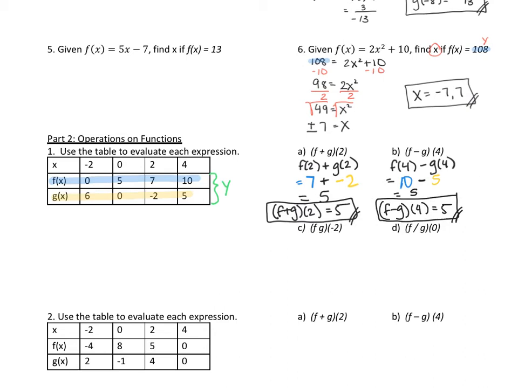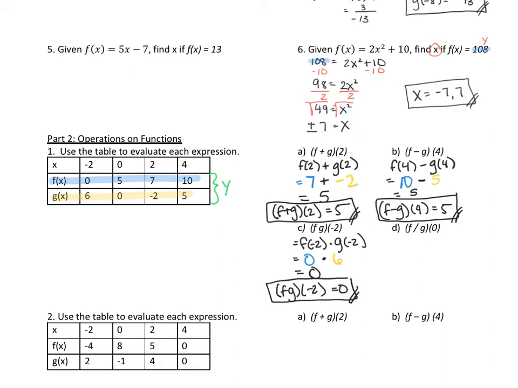So C, it doesn't look like there's any operation there, but whenever we have two values next to each other, we assume that they're multiplying. So f times g of negative 2 means f of negative 2 times g of negative 2. When x is negative 2, the y value for f is 0, times when x is negative 2, the y value for g is 6. And 0 times 6 is just going to get us 0. So we can say that f times g of negative 2 is equal to 0.